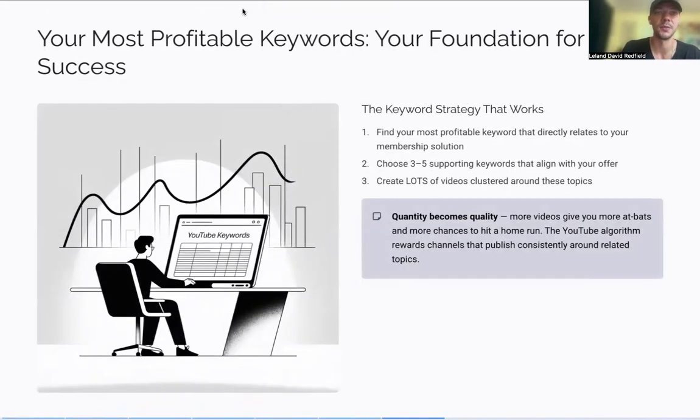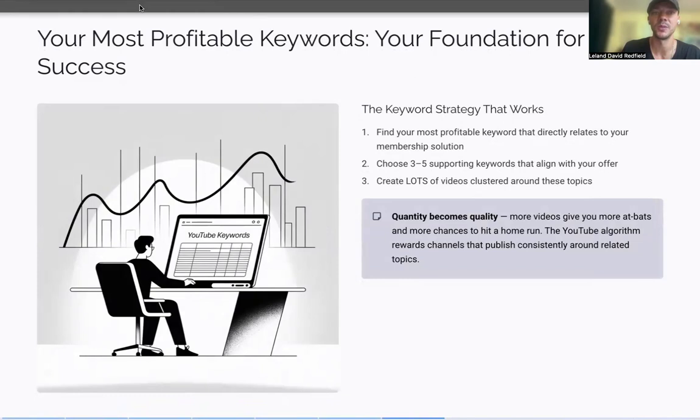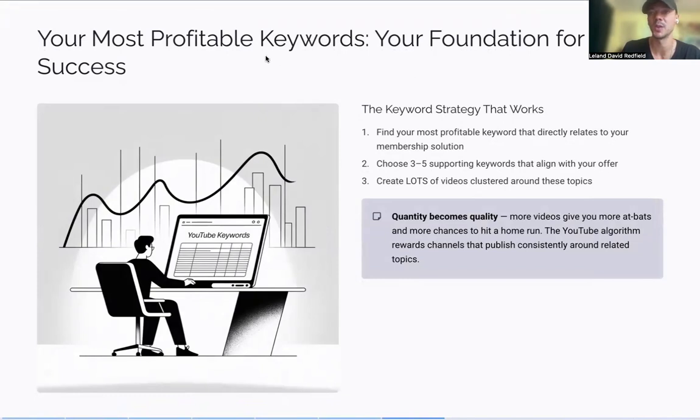All right, so YouTube. First step is to figure out what your most profitable keywords are. And so this is your foundation for success. So it's a little different than what some other YouTube people might teach. You want to find your most profitable keywords, the ones that are most likely that the people who would buy your membership, what problems are they searching for online? And once you have the most profitable keywords, you want to choose just 3 to 5 of them. And then you want to create lots of videos around that content, around those keywords.